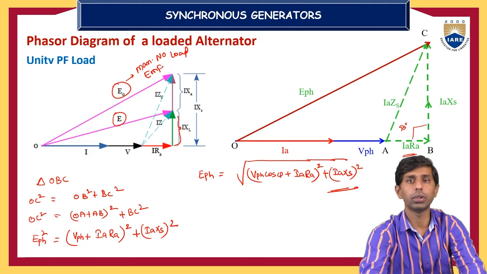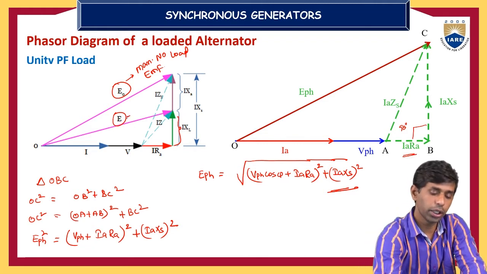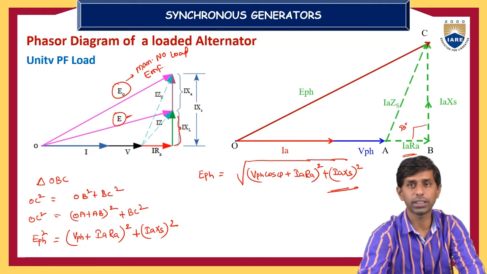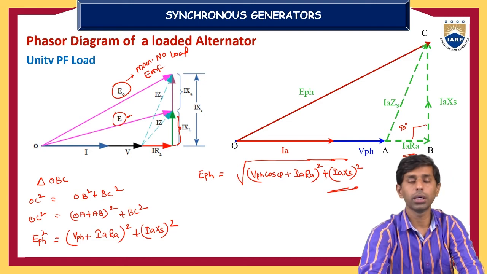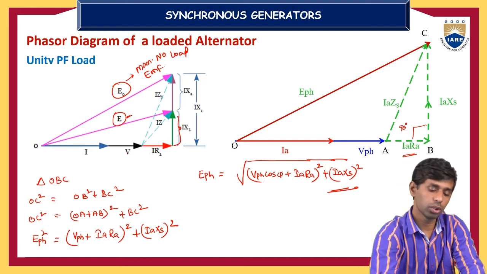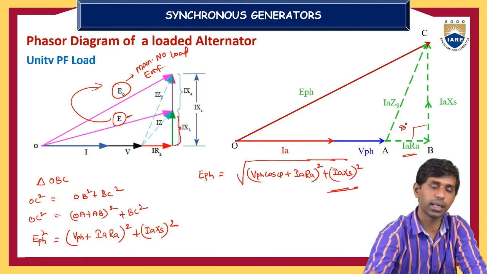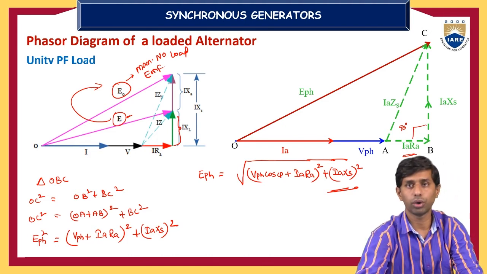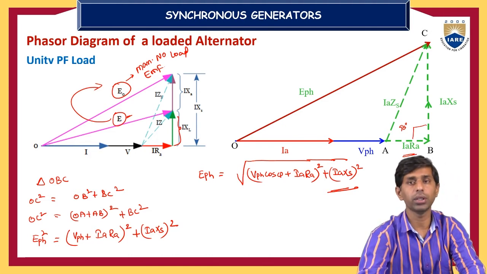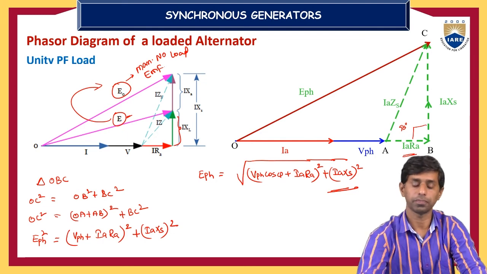Maximum no load induced EMF. E is the induced EMF of the alternator across the terminals after overcoming the armature reaction effect. So this E is always less than E naught because of the armature reaction effect of the alternator.